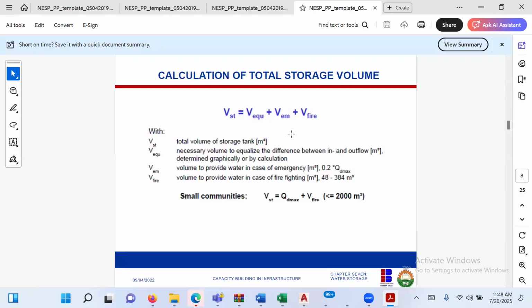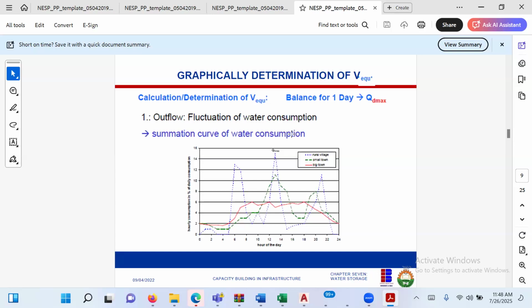So if you are designing a storage tank, in addition to the equalizing volume, which we have discussed, you must provide some firefighting volume in case there's a fire. That water cannot be used otherwise. Some people call it dead volume, but the technical word is fire volume. And sometimes you need emergency volume. I've explained this before.